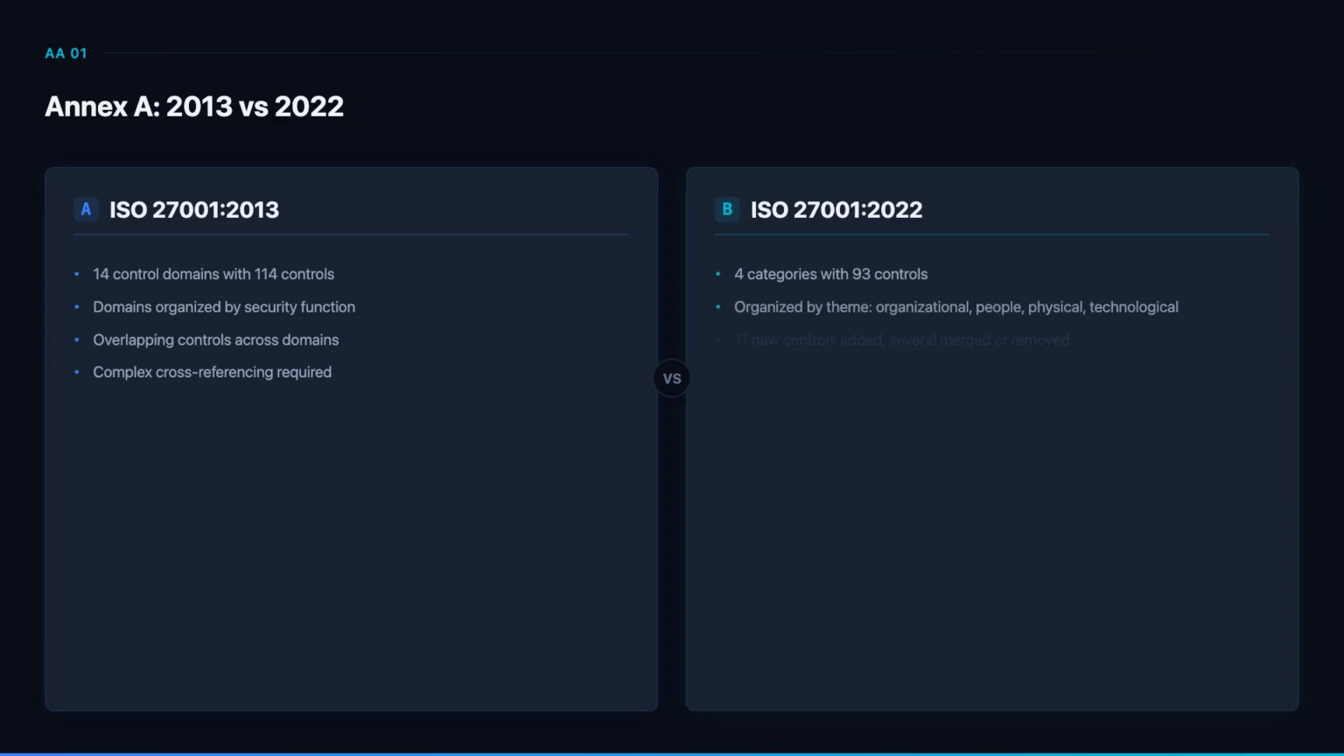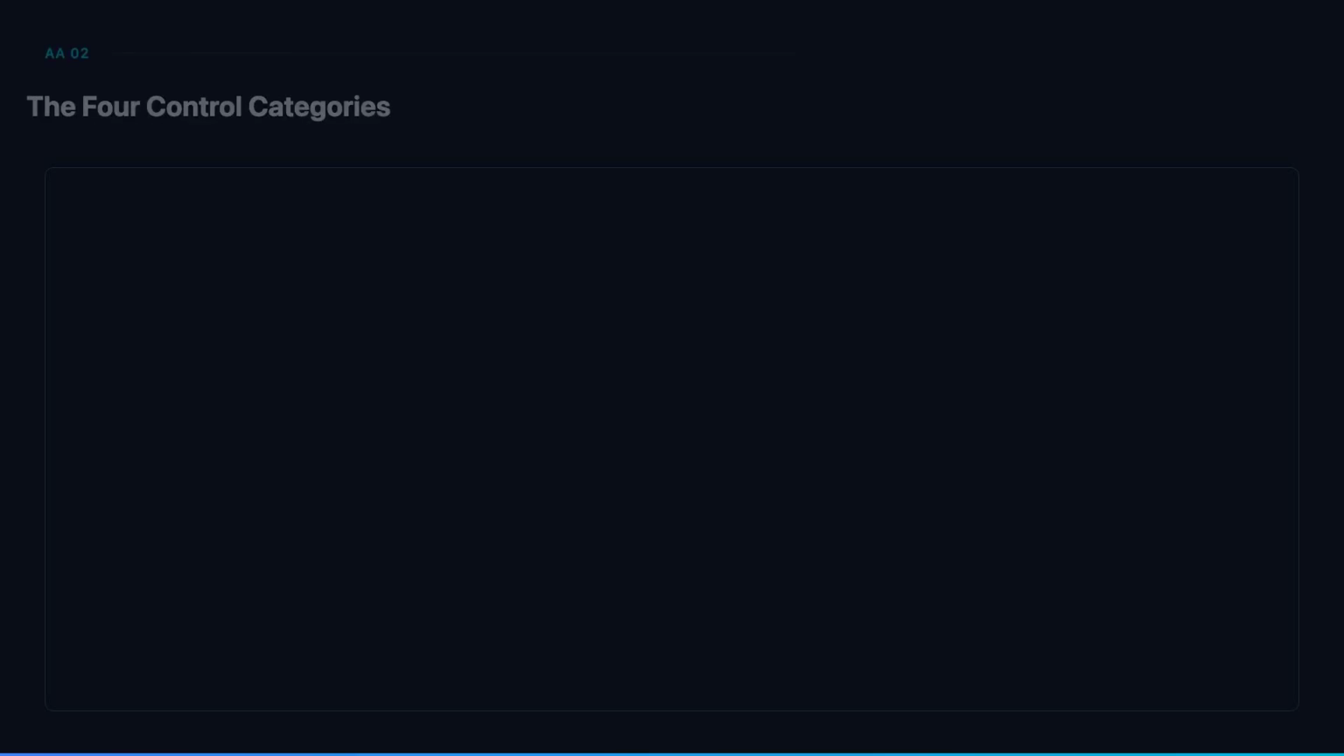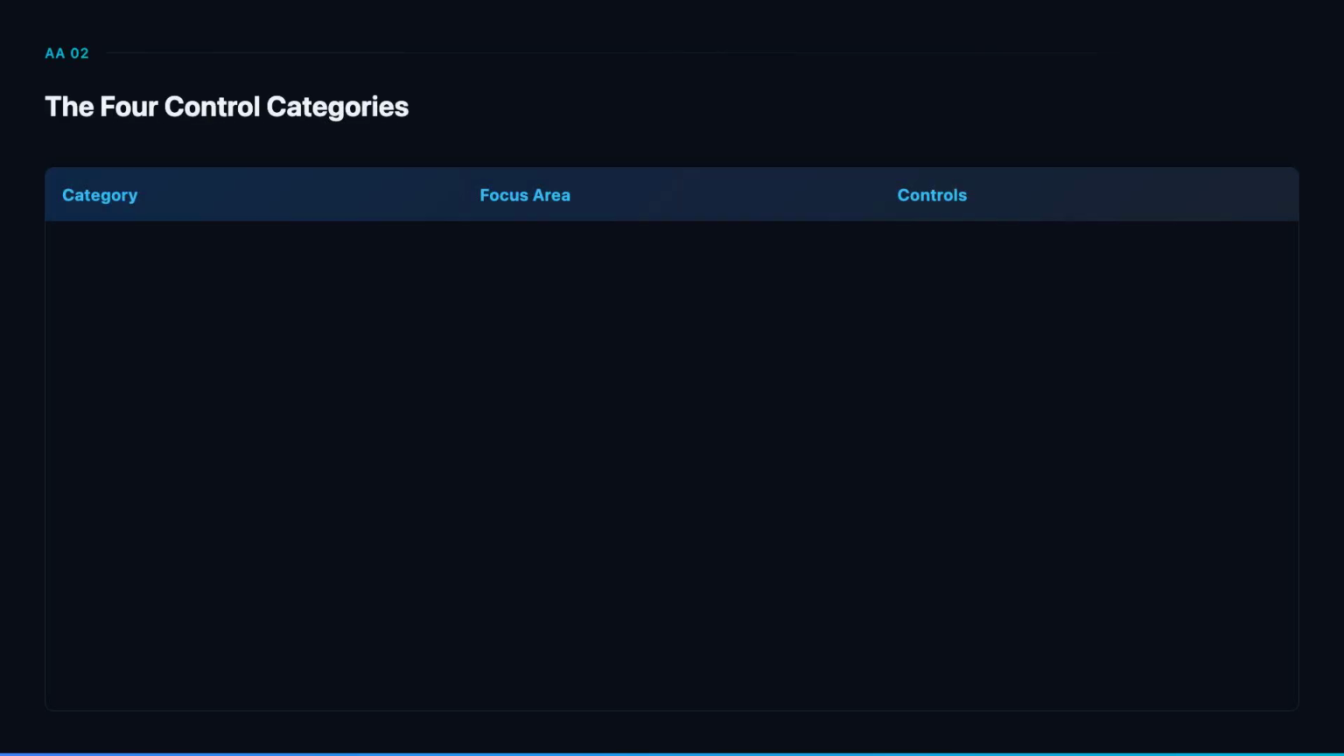The 2022 version consolidates controls into 4 intuitive categories with 93 controls total. 11 new controls address modern threats like cloud security, threat intelligence, and data masking. Overlapping controls were merged, and an attribute system lets you filter controls by type, property, cybersecurity concept, and operational capability. The result is cleaner, more practical, and easier to implement. Here is an overview of each category, what it covers, and the number of controls.